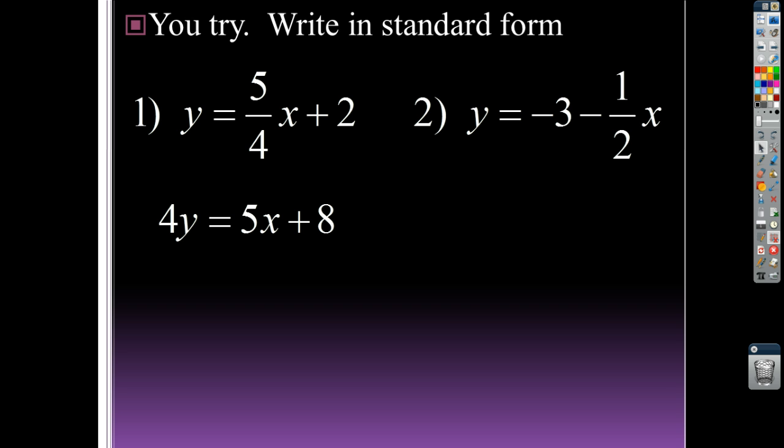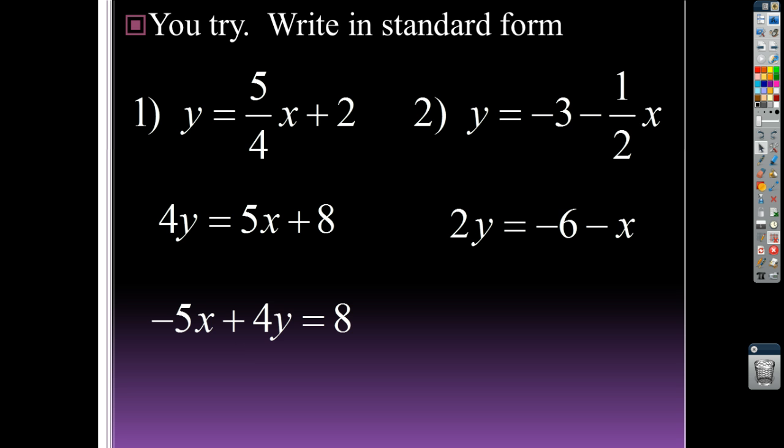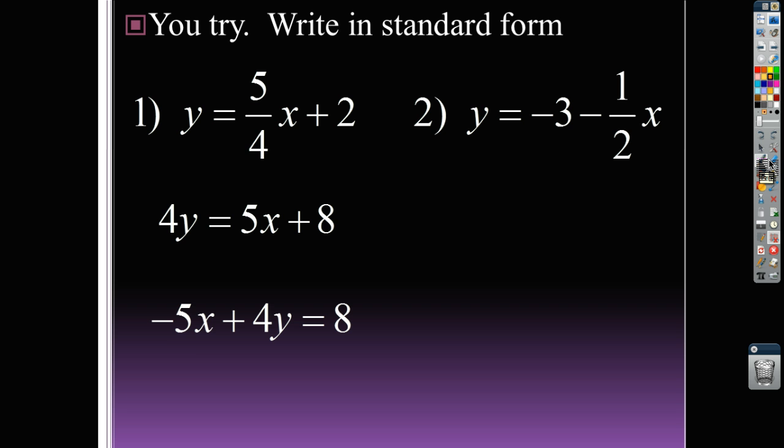Hopefully, once you did this one, you multiply everything by 4. Okay? I got 4y is equal to 5x plus 8. I'm going to subtract 5x from both sides. Okay? And then I'm going to make, whoops, I didn't finish that one. So then the next part is, if this is negative 5x plus 4y, I'm going to multiply everything by negative 1. So I get 5x minus 4y is equal to negative 8. Okay? Because I want to make sure that the lead coefficient, the A in this one, is positive.